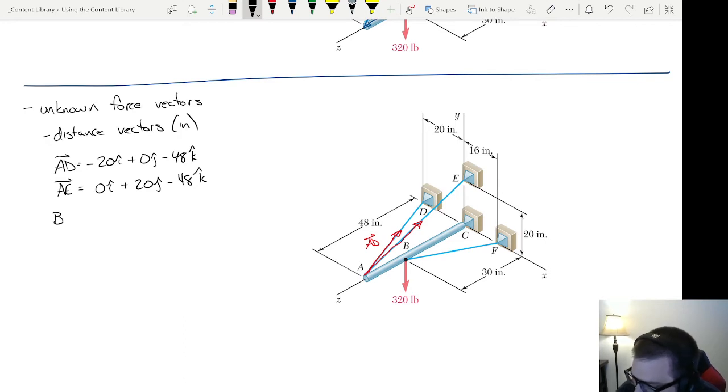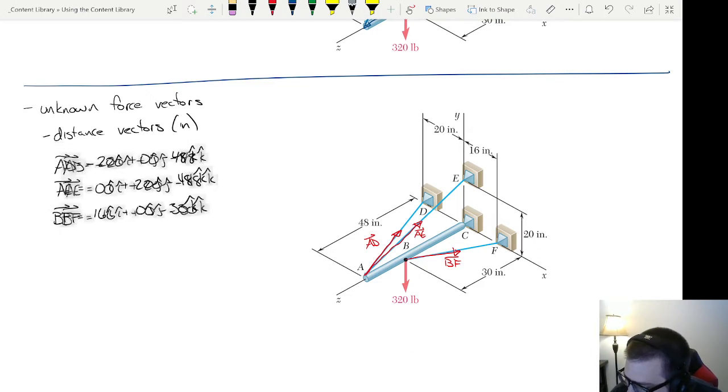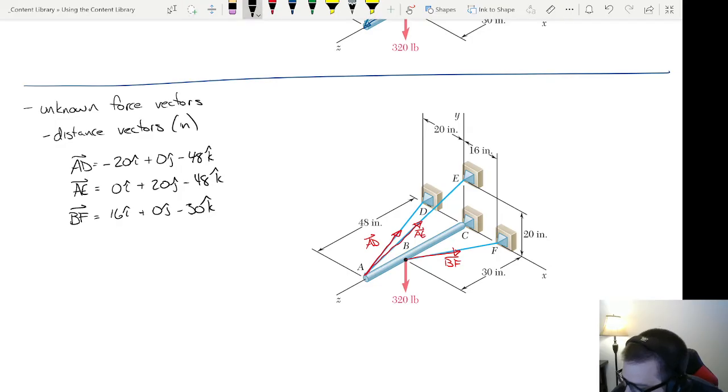And then we're going to need BF. So we're going to need that vector right there. And if you hear my daughter upstairs running, she's just being a toddler. So this one's going to be 16i plus 0j and then minus 30k. All right. So that should be pretty straightforward. Move that over a little bit so it's kind of indented. Okay. So there's our distance vectors. Now what we need to do is compute unit vectors.